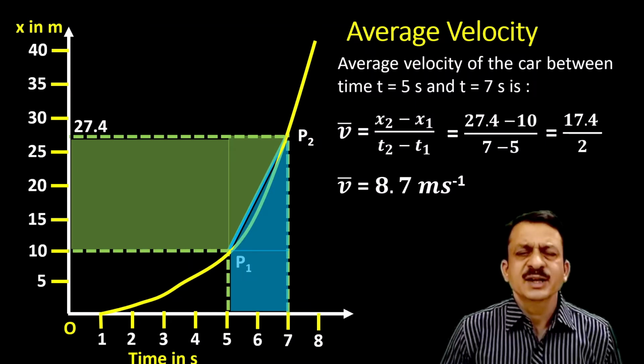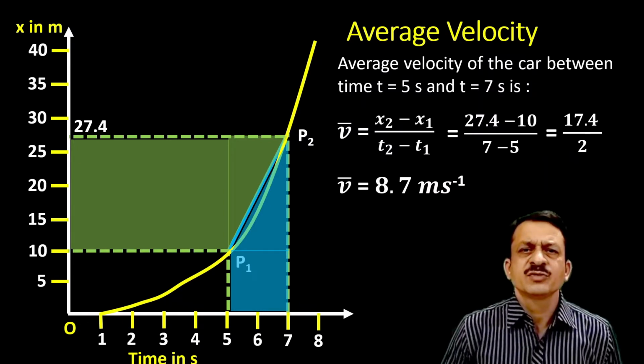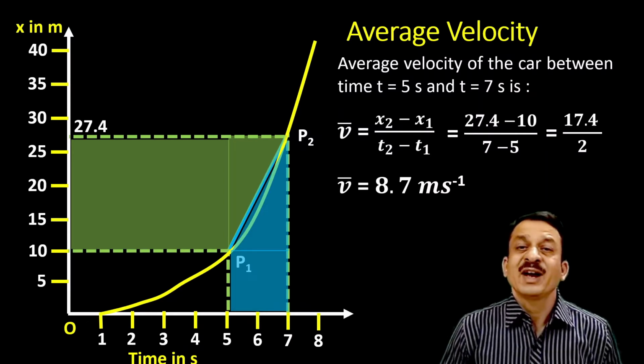2 meter per second is the average velocity of the object in the time interval from t1 is equal to 0 to t2 is equal to 5.